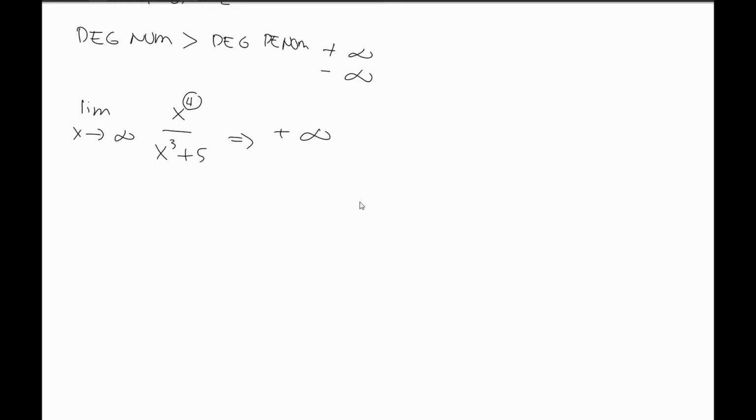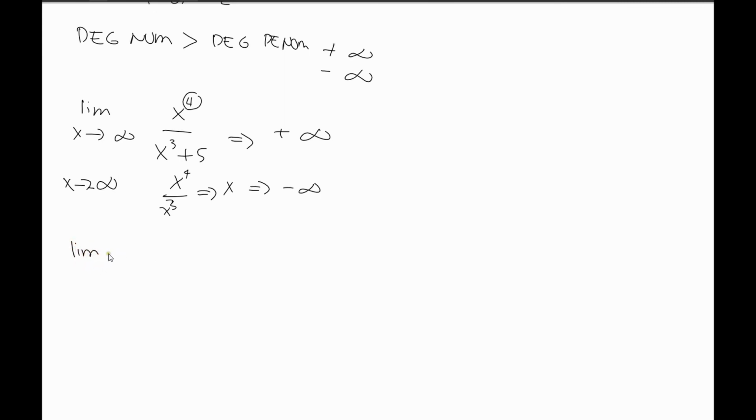So let's try another example here. What if you try to compute the limit as x approaches negative infinity? For this one, since we can check the highest term here, so it's x to the 4 over x cubed, this will be giving us x. Thus, if we substitute negative infinity to x, it will just give us negative infinity.